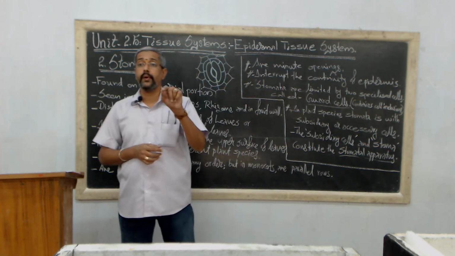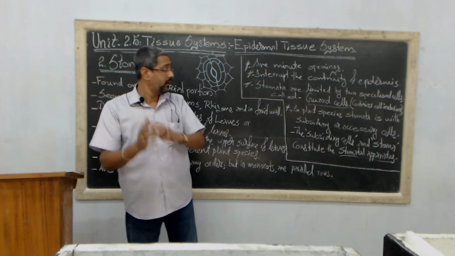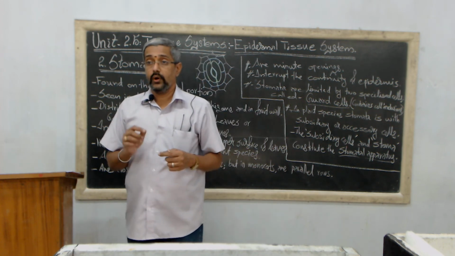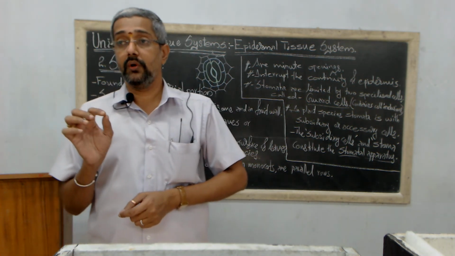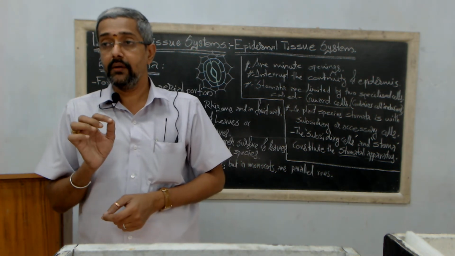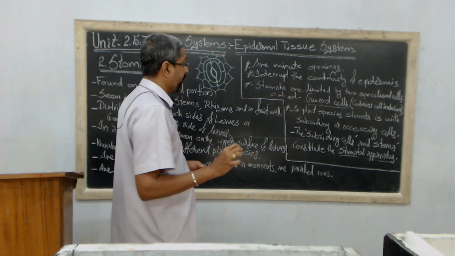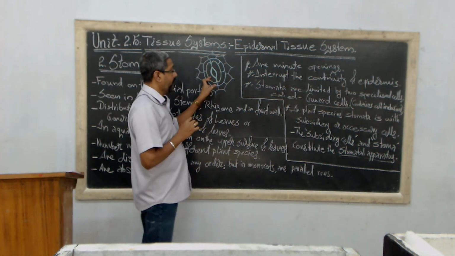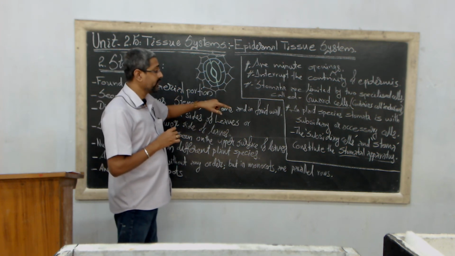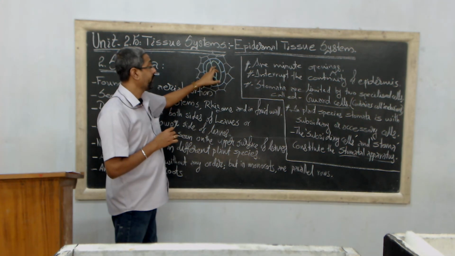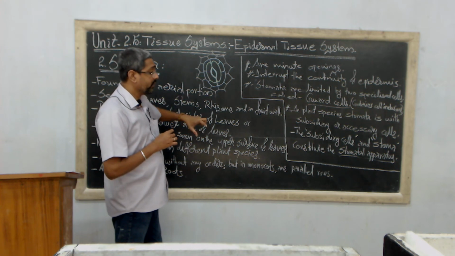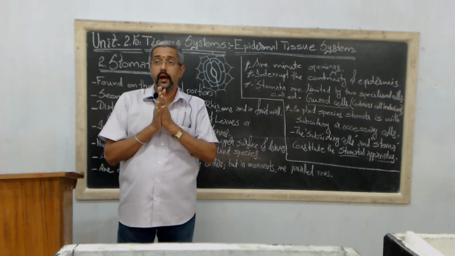The stoma, meaning the minute opening, and the guard cells, together with the subsidiary cells if present, constitute the stomatal apparatus. So one can say that stomata is a minute opening, but actually it is the minute opening with the guard cells, and if it possesses subsidiary cells, all together they constitute the stomatal apparatus.